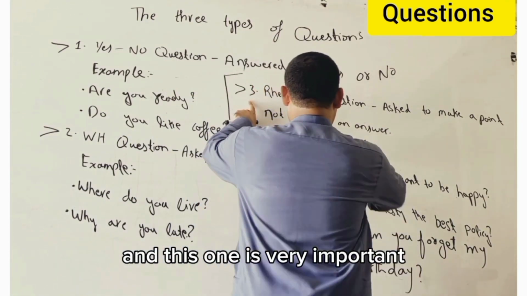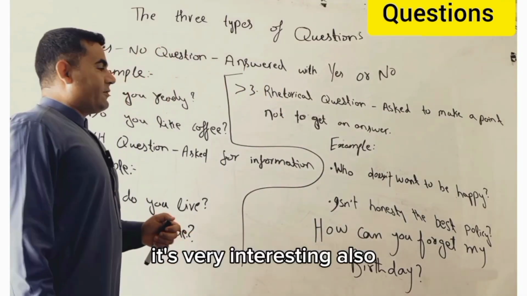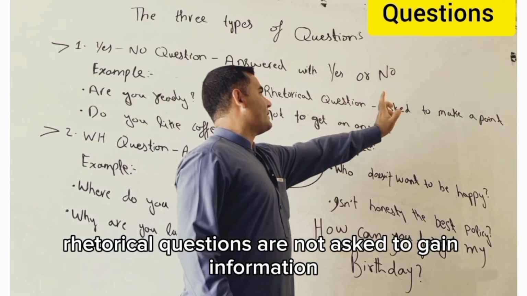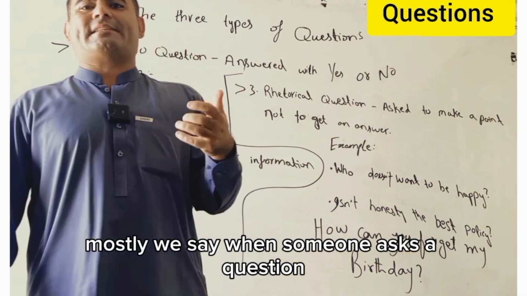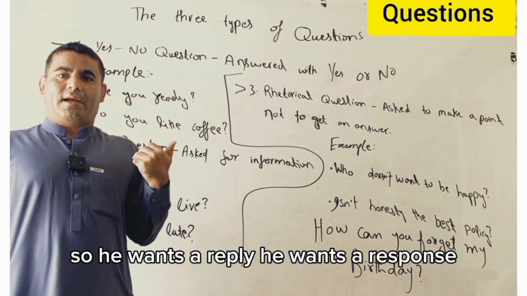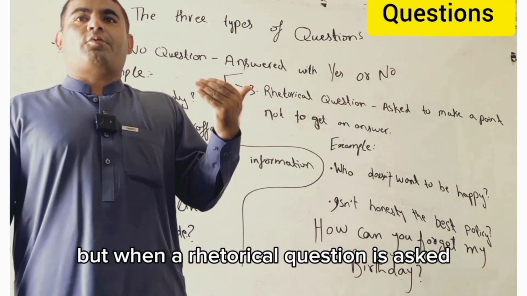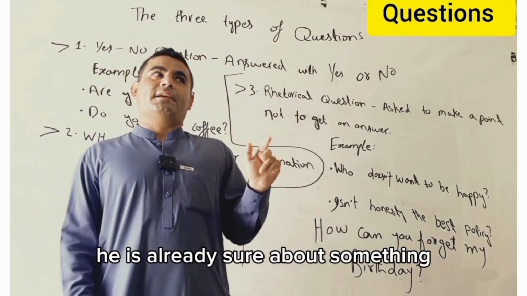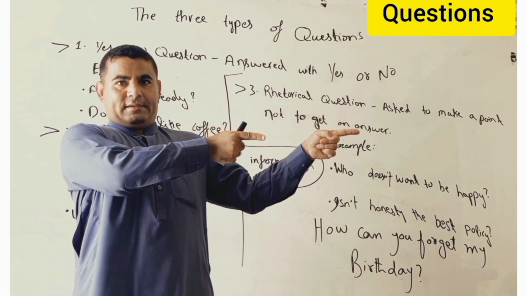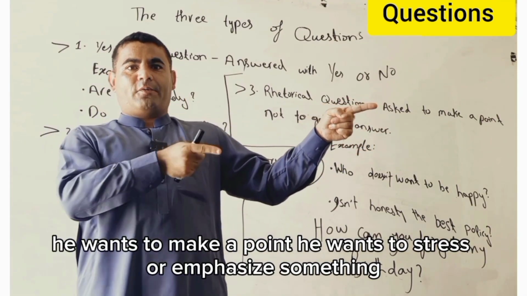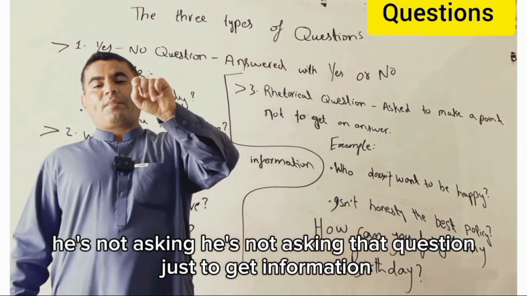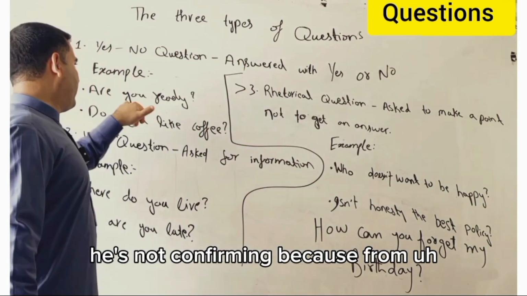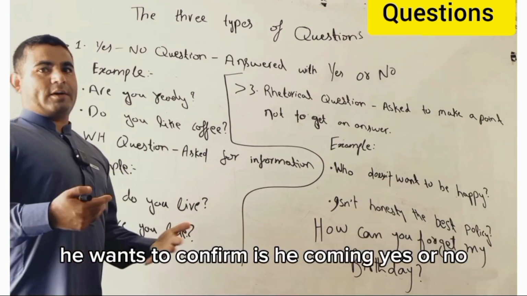And this one is very important, rhetorical question. It's very interesting also, but it's very important also. Rhetorical questions are not asked to gain information. Mostly when someone asks a question, he wants a reply, he wants a response. But when a rhetorical question is asked, the person who is asking you this question is already sure about something. He wants to make a point. He wants to stress or emphasize something. He's not asking that question just to get information. He's not confirming, because when someone asks a question with yes or no, he wants to confirm.